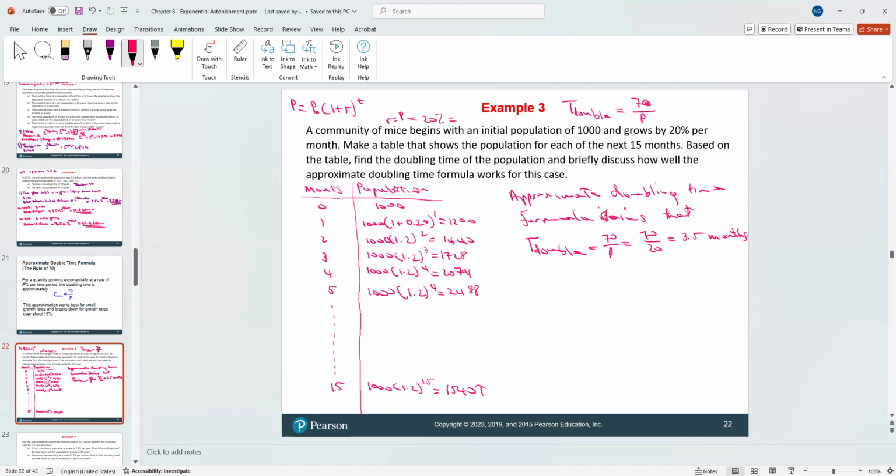This is due to the fact that the approximate doubling time doesn't work as well when the rate is greater than 15%. So remember, if it's greater than 15%, it's hard to do it the way we want. But at some point, you have an idea what it would look like.